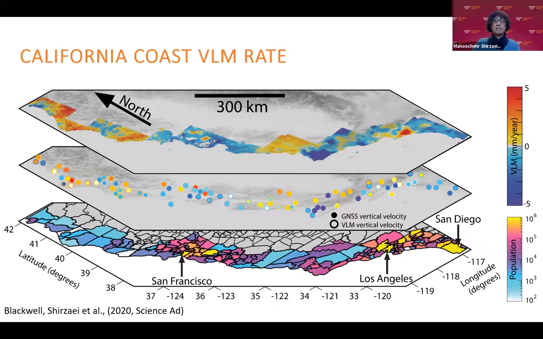Using this data, we can do lots of cool things. One of those interesting studies is the exposure analysis. How many people are exposed to vertical land motion, subsidence, faster than 1 millimeter per year? Not a surprise, the majority of the population exposed to subsidence is located in Southern California, but also in the San Francisco Bay. We estimated several million people are exposed to subsidence faster than 1 millimeter per year.